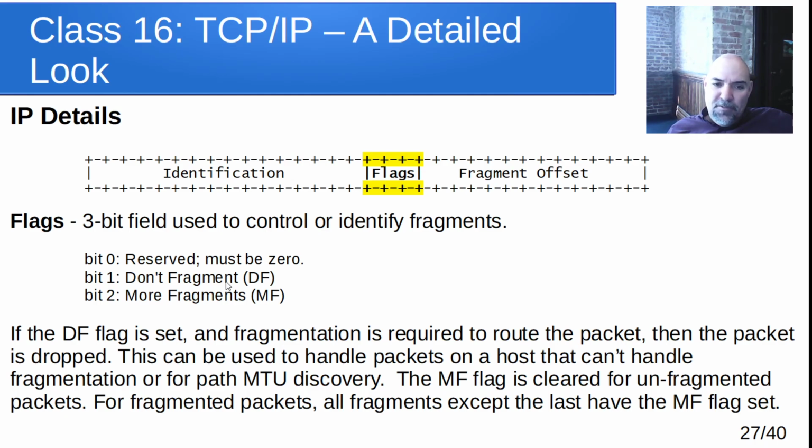Now, the more fragments bit is cleared for unfragmented packets, and set for fragmented packets. All of the fragmented packets except the last one will have the MF bit set. So in other words, if you get a packet with more fragments set, it knows not to process it yet. There's another fragment coming. When it gets that one, if the MF field is set, it knows there's another one coming. If it gets that one, and the more fragments field is cleared, then it says this is the last one. So it's the way of telling when we are at the last fragment of a group of them.